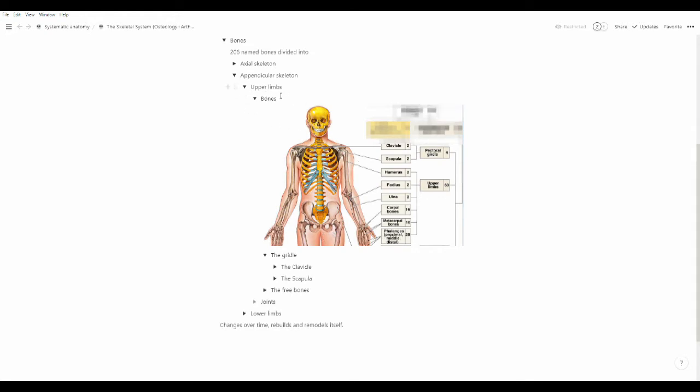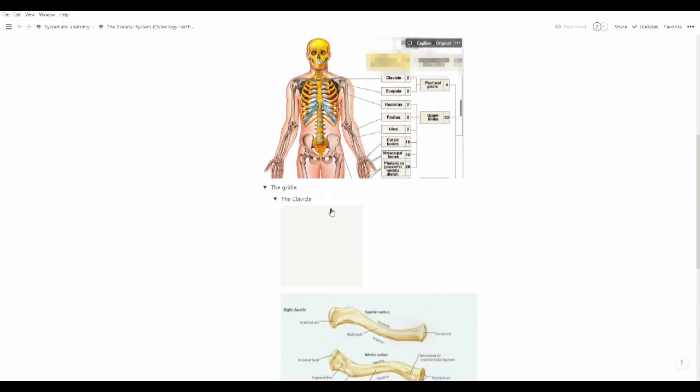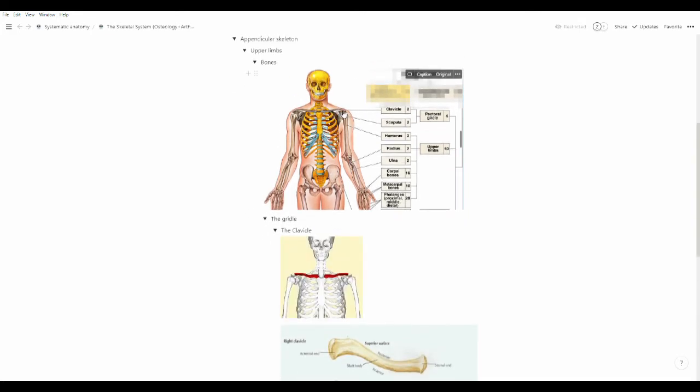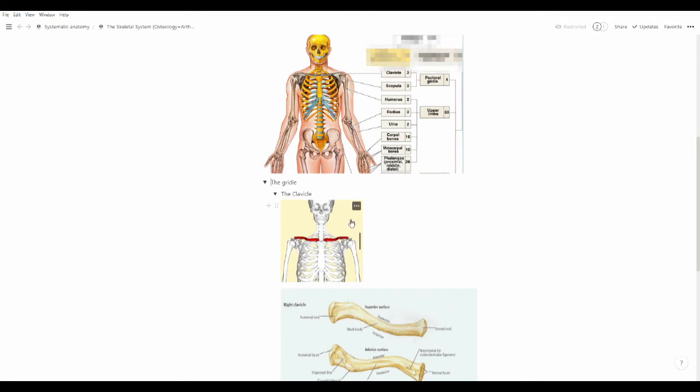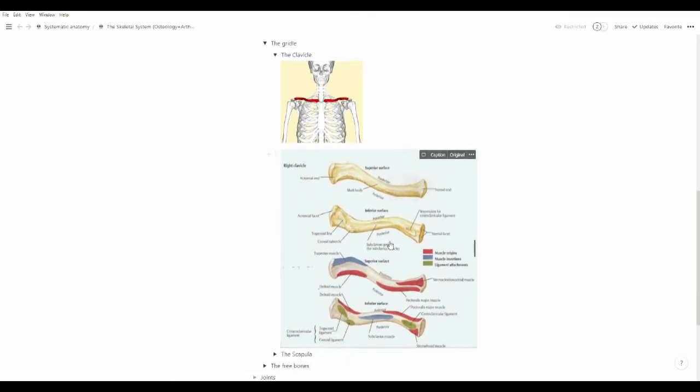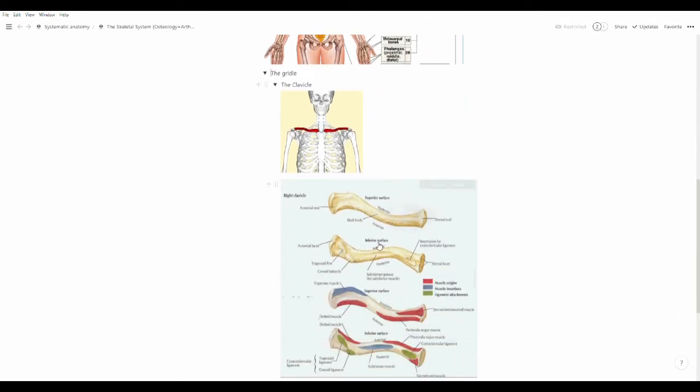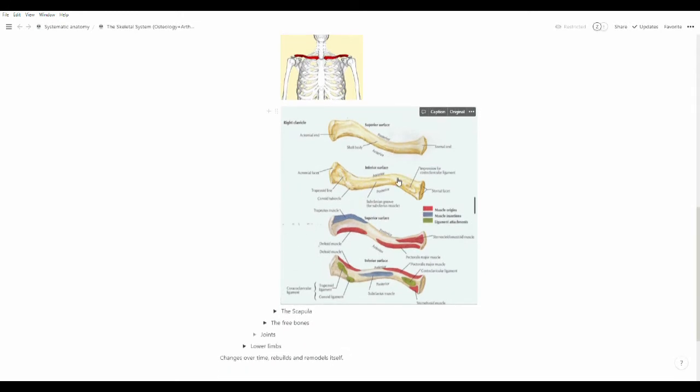So now we're talking about the bones of the upper limb, the girdle of the bones of the upper limb, and the first bone we'll be talking about is the clavicle bone. So the clavicle bone is this bone up in here, the one here I have highlighted in red, and that's how it looks out of this entire skeleton. And yeah, this is how it looks.